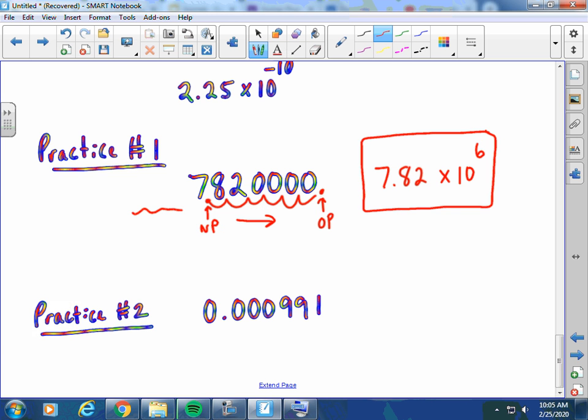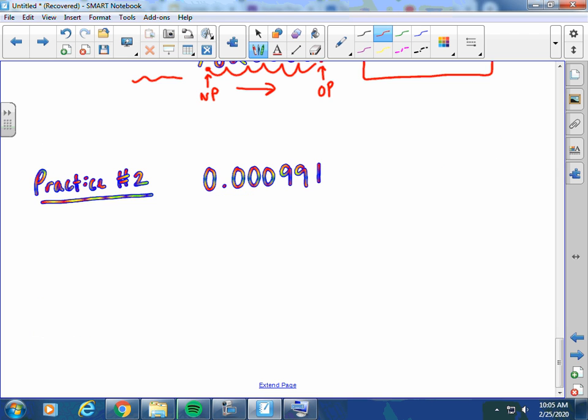On practice 2, find my original point. This one actually has one in it. So here's my original point. Find the first number from the left that's not a 0. So that would be the 9. Make a new point after it.